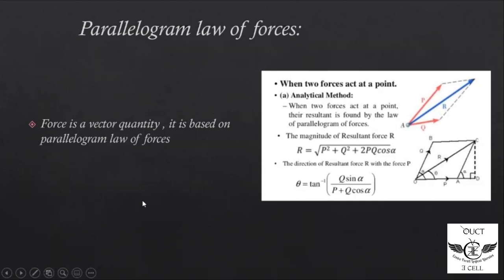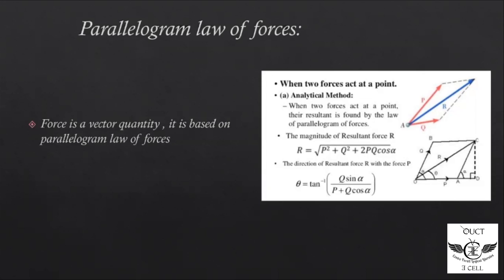There are two laws of forces. The first one is the parallelogram law of forces. Force is a vector quantity and it is based on the parallelogram law of forces. The parallelogram law: if two forces acting simultaneously on a body at a point are represented in magnitude and direction by two adjacent sides of a parallelogram, then the resultant is represented in magnitude and direction by the diagonal of the parallelogram, which passes through the point of intersection of the two sides representing the forces. It is shown in the first figure.